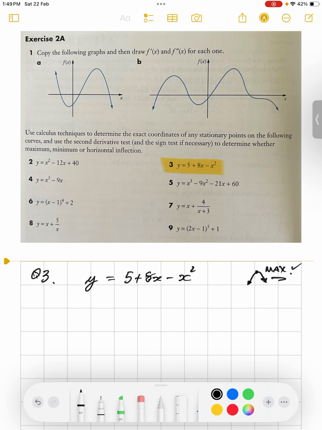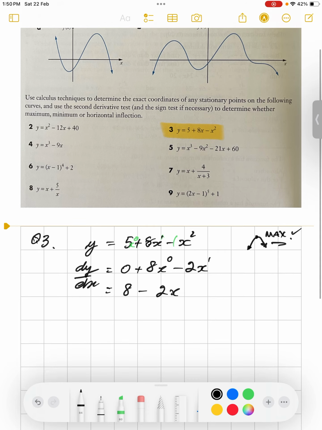So let's get the first derivative, which is 5x to the power of 0, 8x to the power of 1, minus 1x squared. So 5 times 0 is 0. 8 times 1 is 8, and that's x to the power of 0. And 1 times 2 is 2, and we drop the 2 down to 1. So we end up with 8 minus 2x.